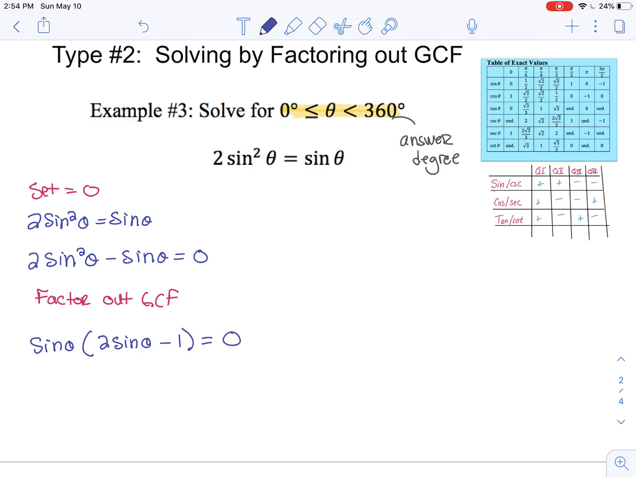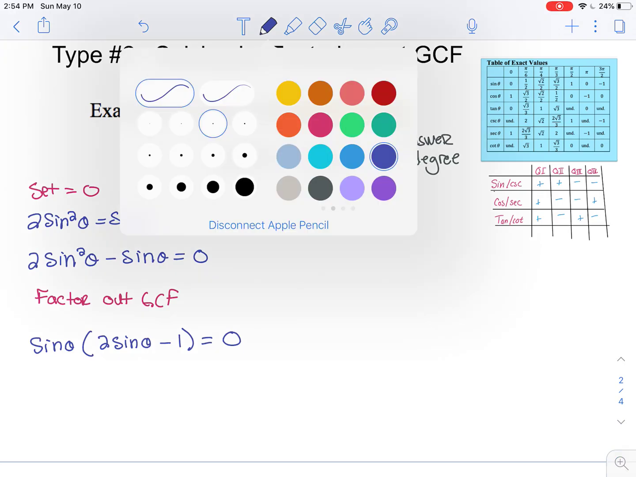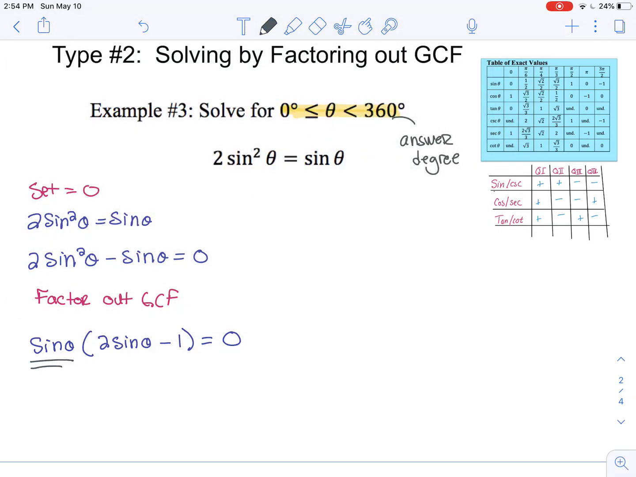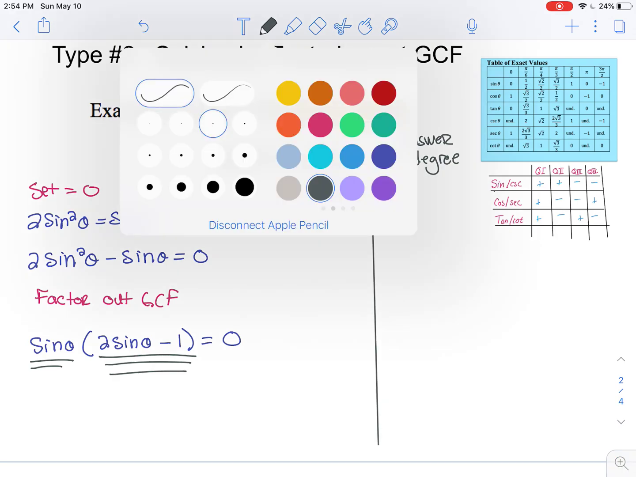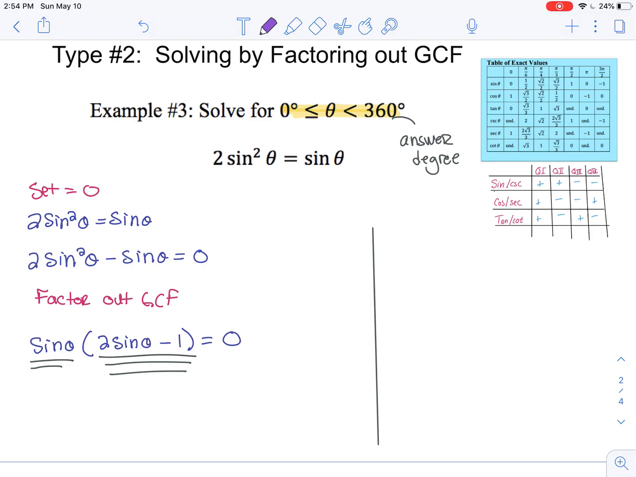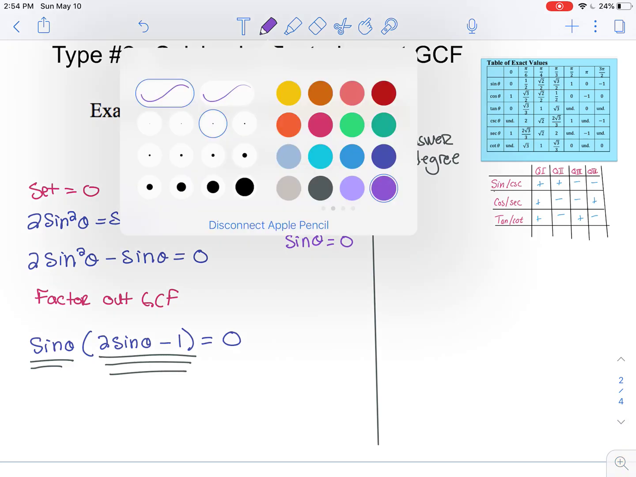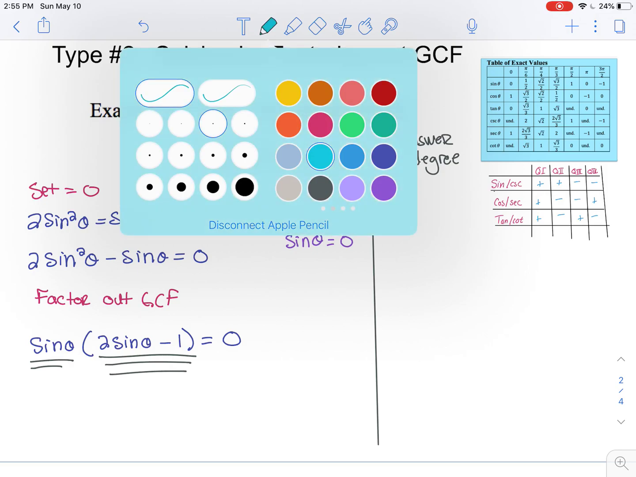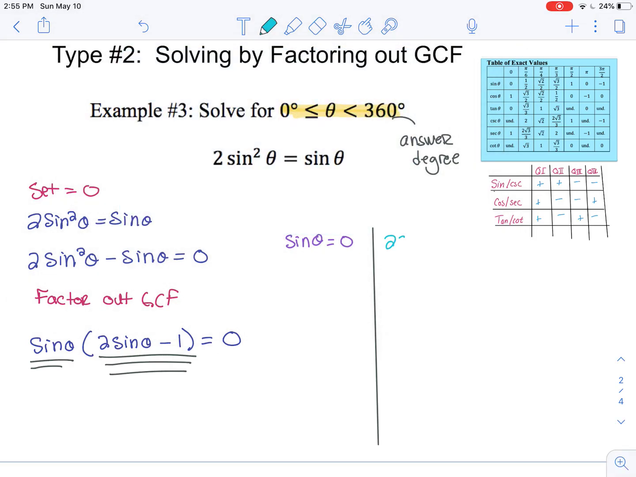So now we have two factors set equal to 0, so we need to split this into two equations. One is sine theta equal to 0, and one is 2 sine theta minus 1 equal to 0. So we're going to have two equations. I'm going to set them up over here. Our first equation will be when is sine of theta equal to 0. Our second equation will be when is 2 sine of theta minus 1 equal to 0.